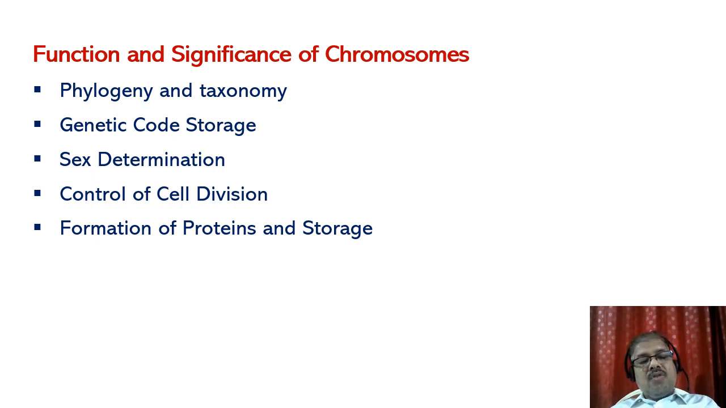And lastly, the formation of proteins and their storage. The chromosomes direct the sequences of proteins formed in our body and also maintain the order of DNA. The proteins are also stored in the coiled structure of the chromosomes. These proteins bound to the DNA and help in proper packaging of the DNA.